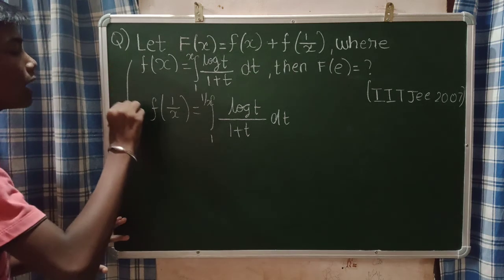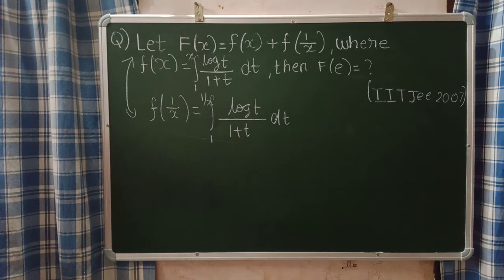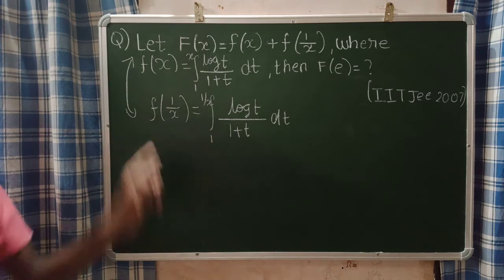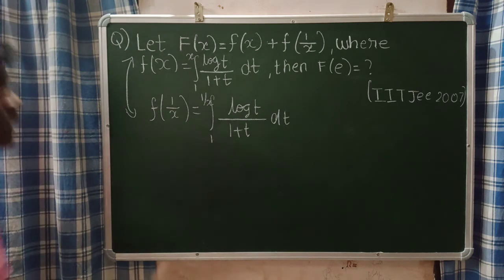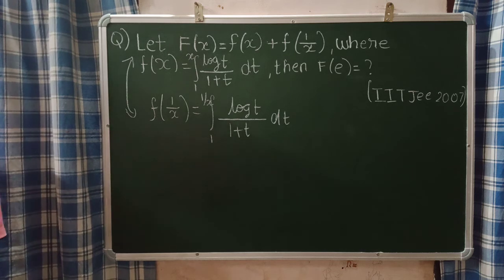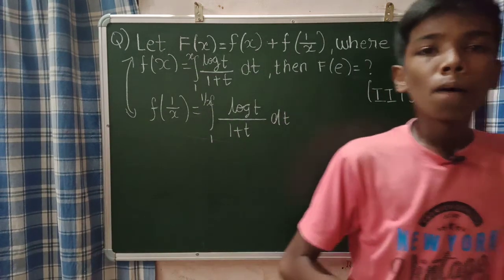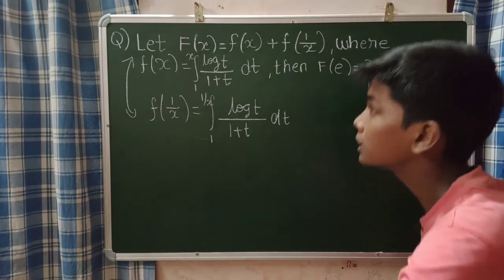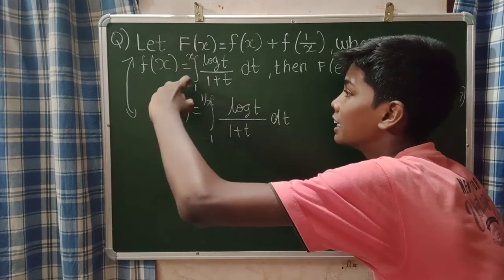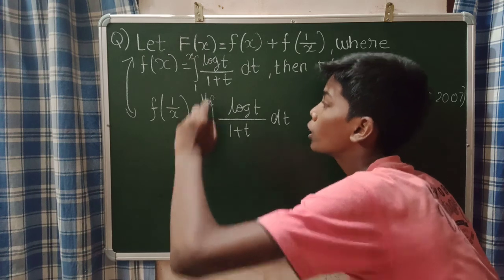Now I am supposed to add these two integrals. But guys, how can I add these two integrals directly? The limits are not the same. You can add two integrals directly only when the limits are the same. But here, for this integral the limits are from 1 to x, and for this integral the limits are from 1 to 1 by x.